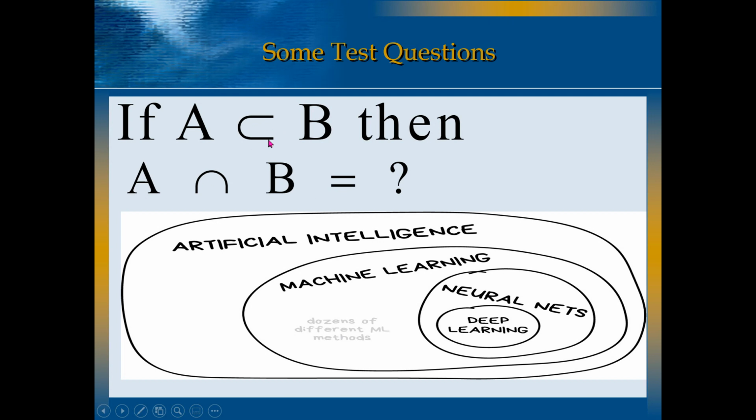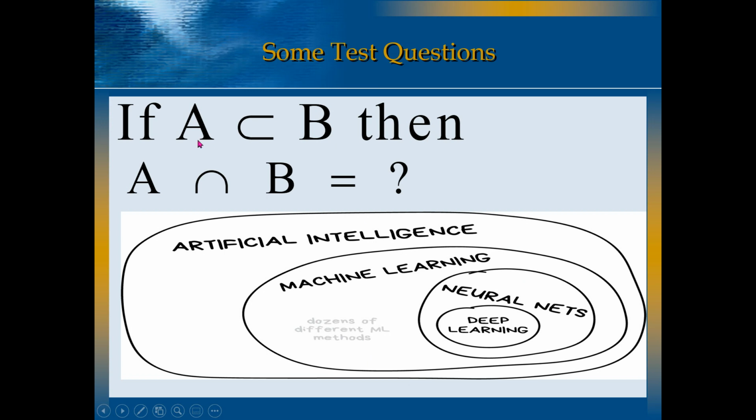This is read as subset. So if A is a subset of B, for example, I have used this diagrammatic representation of different fields. We know that deep learning is a subset of neural nets or neural networks, which is a subset of machine learning, which is a subset of artificial intelligence. So if, for example, A is a subset of B, for example, machine learning is a subset of artificial intelligence, what is common between A and B? In other words, what is common between artificial intelligence and machine learning? Of course, machine learning itself.